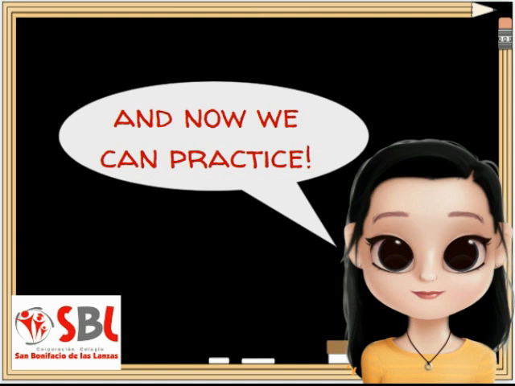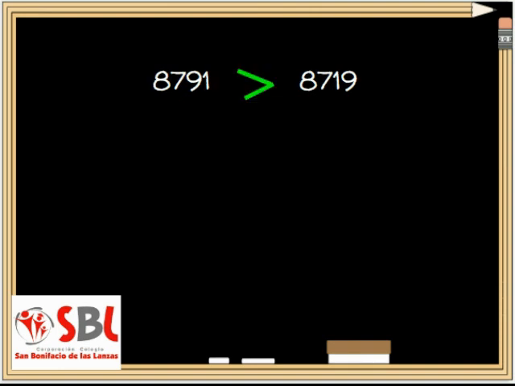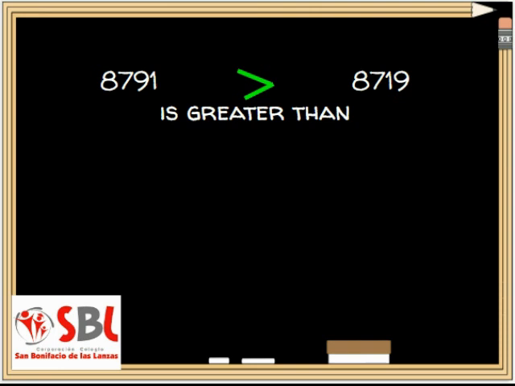And now we can practice. Let's look at these numbers. The first is 8,791 and the second is 8,719. Which number is greater? Let's use the symbols. So the symbol indicates that 8,791 is greater than 8,719.